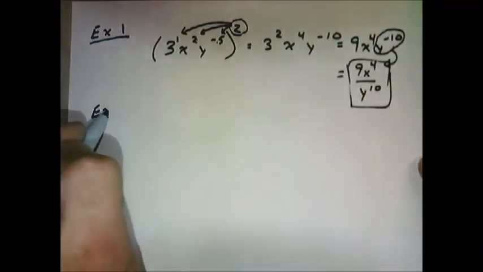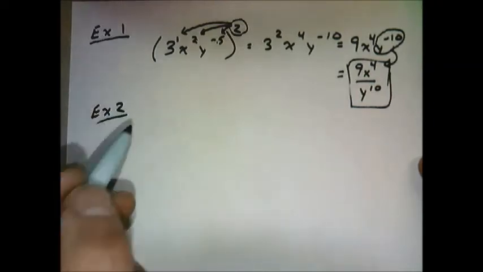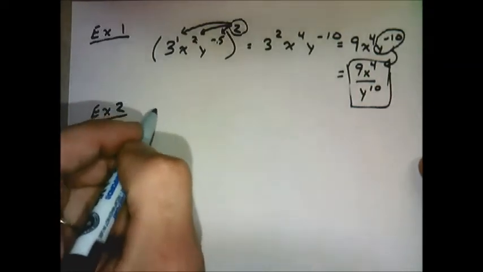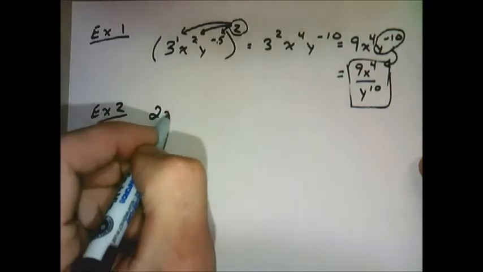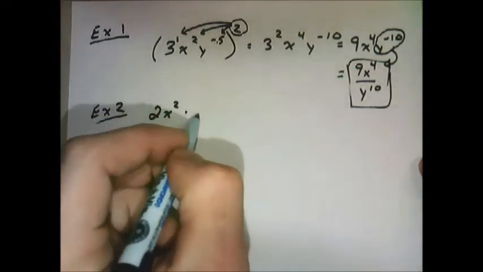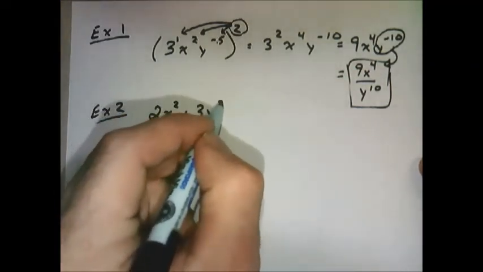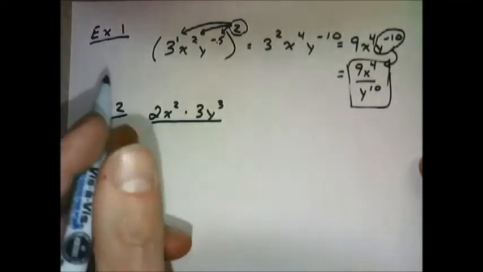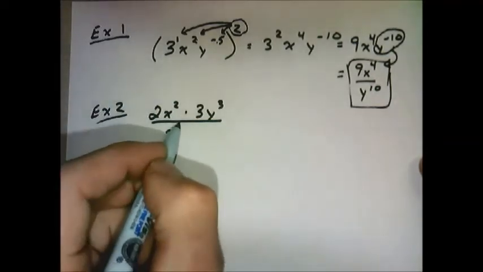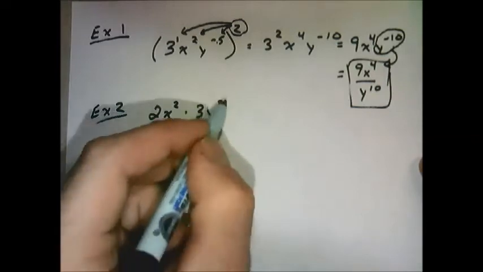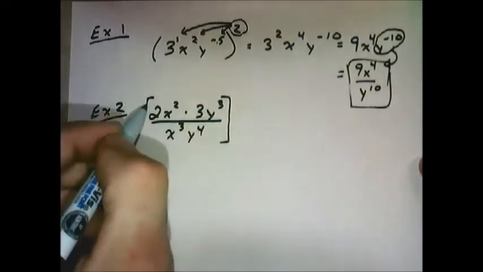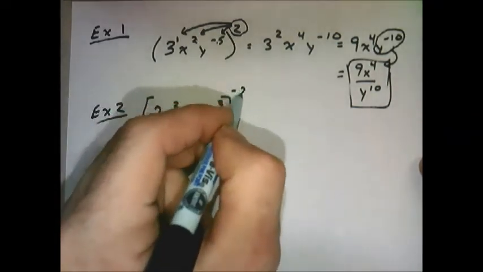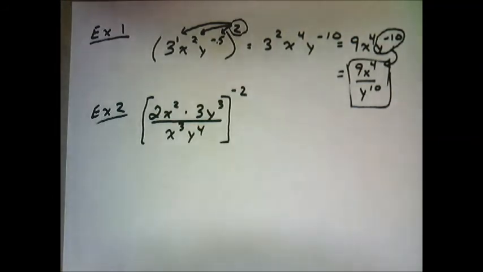In example 2, let's get a little more complicated. Let's say we had 2x squared times 3y to the 3rd divided by x to the 3rd, y to the 4th, and we take all of this to the negative second power. Well, there are several things happening here.